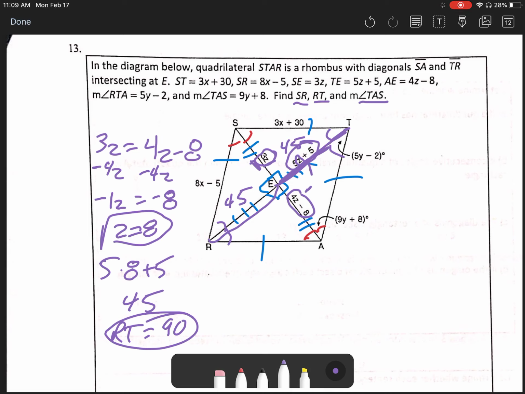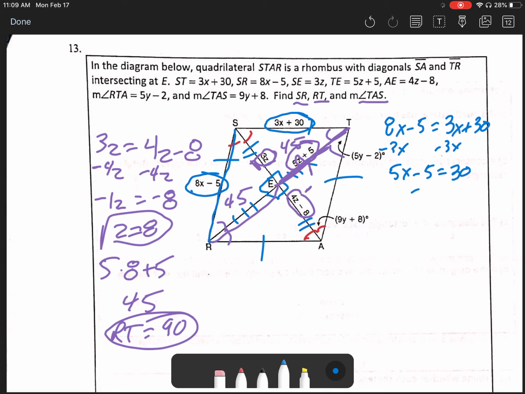The next one is SR. SR is this distance here. I know that all of the sides are congruent to each other, so I know 8x minus 5 is equal to 3x plus 30. I subtract 3x from both sides: 5x minus 5 equals 30. Add 5 to both sides: 5x equals 35. Divide by 5, and x is equal to 7. So I know x is equal to 7.